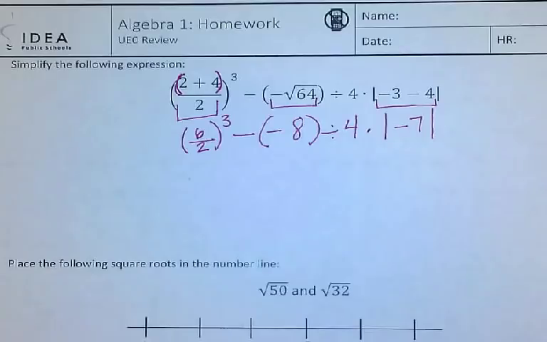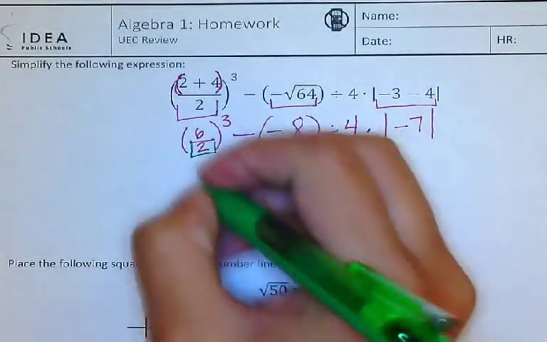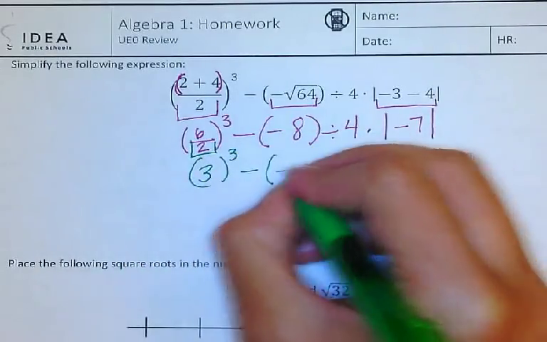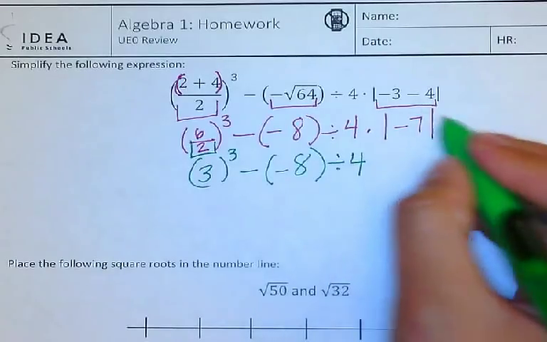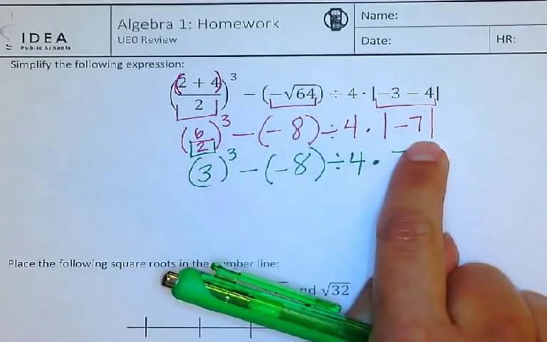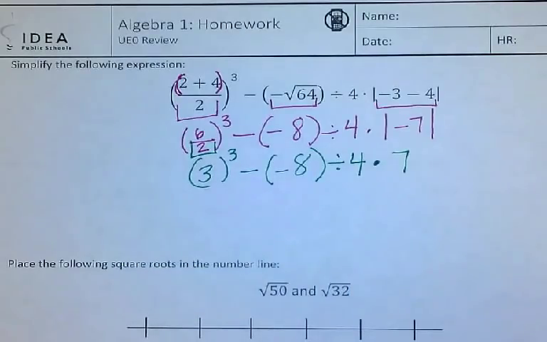Okay, I'm still not done with the parentheses. I know that 6 divided by 2 over here would be 3, so I have 3 to the third minus, I leave everything else the same. And the absolute value of negative 7 is 7. Remember, absolute value is the distance from 0, so it always will yield a positive answer.